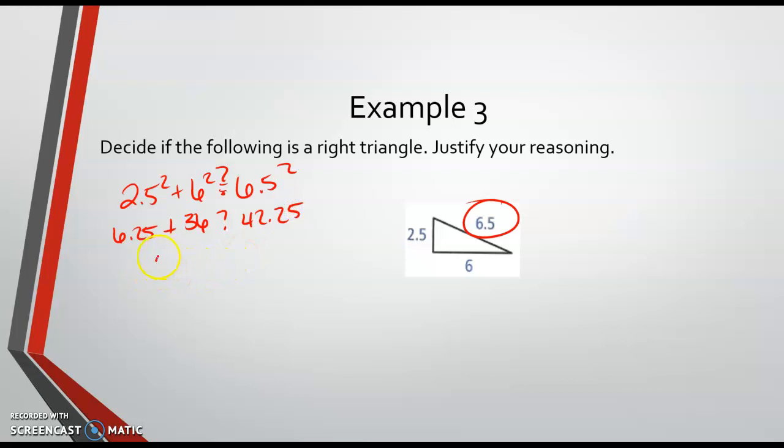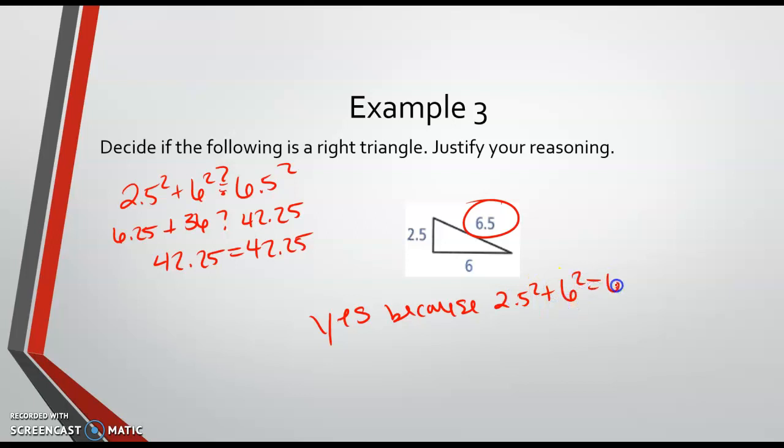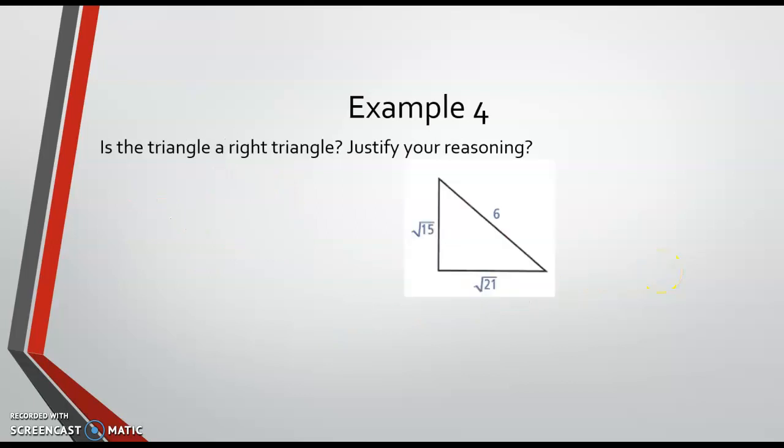6.25 plus 36 is 42.25, which is equal to our 42.25. So this is a right triangle, so yes, because 2.5 squared plus 6 squared equals 6.5 squared. Done.